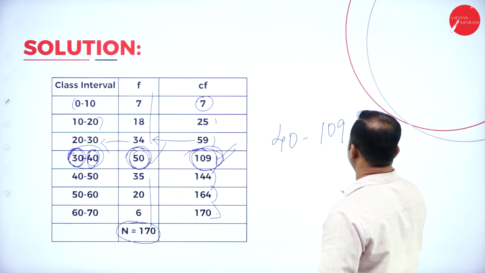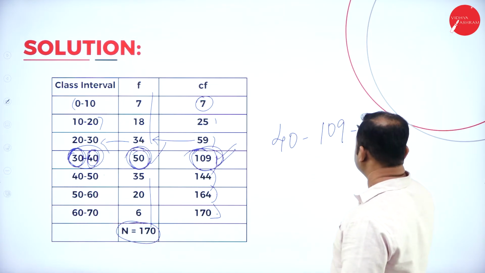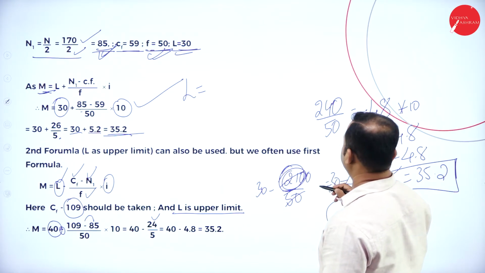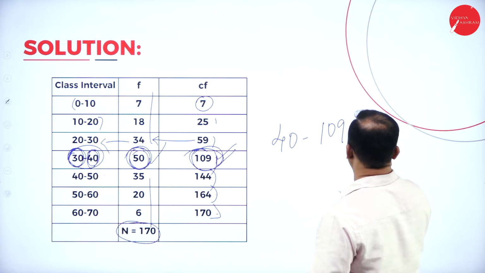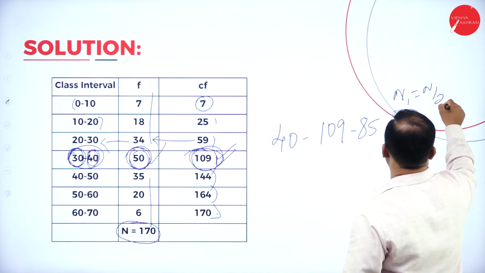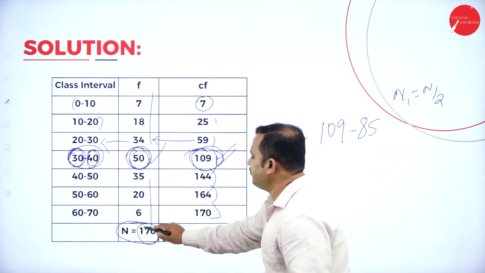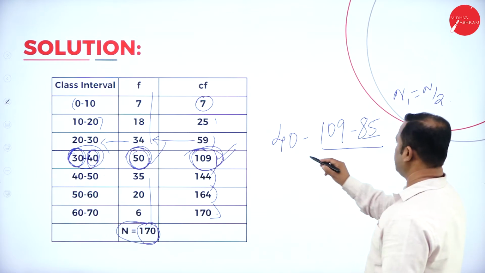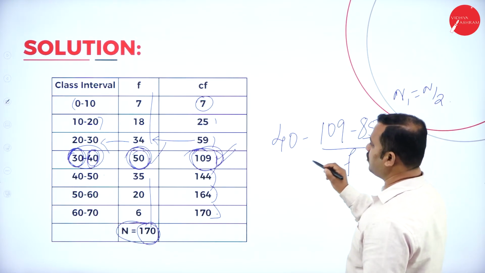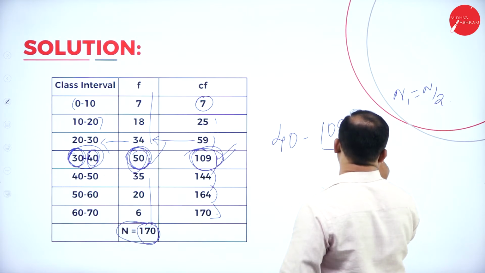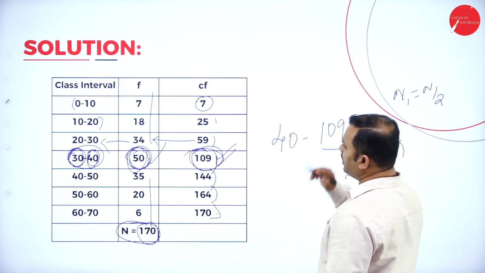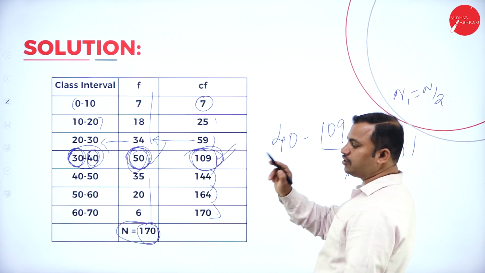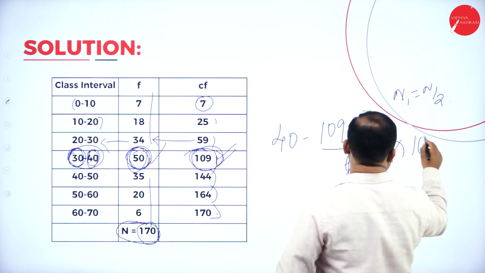Cumulative frequency is 109. 109 minus 85, N1. According to the formula, N1 is equal to N by 2. So totally we have 170, 170 by 2 is equal to 85. Then divided by the frequency, which is 50. That has to be multiplied by the interval, that is I. The class intervals are 0 to 10, 10 to 20, 20 to 30, 30 to 40, 40 to 50, 50 to 60, 60 to 70. We have 10 here.